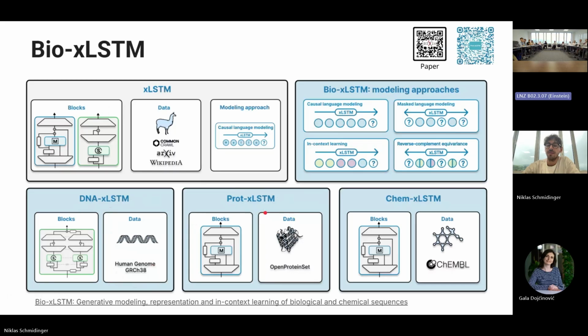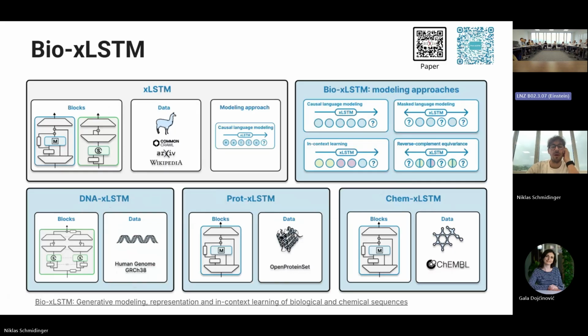Then there's Prot-xLSTM. I will talk more about this one because I don't have time to talk about all three. This has a kind of retrieval augmentation built in, so we call this homology-aware modeling. I will talk about this one in a second. And then we have the Chem-xLSTM, which works on small molecules and also shows some in-context learning behavior.